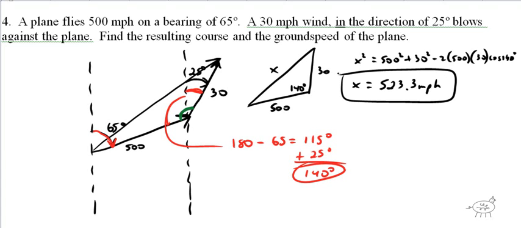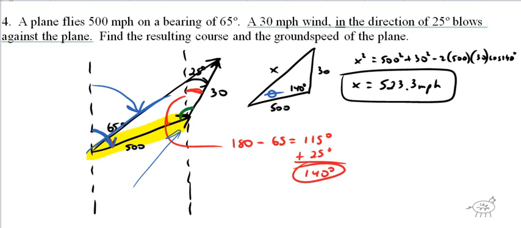The resulting course, well, think what's happening here. If this is the plane, and the wind is blowing it, let me use a different color here. The wind is blowing this way, right? So what's going on with the angle? Well, if this was 65 degrees, the whole thing, isn't this line here less of an angle? So what I've got to do is figure out theta, and once I get theta, I subtract it from 65 degrees.